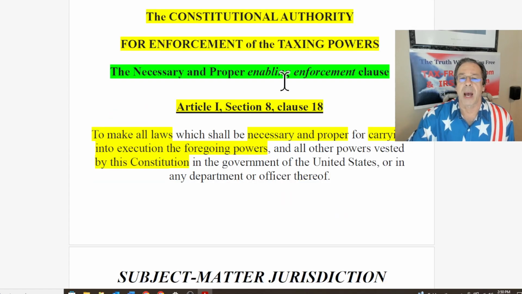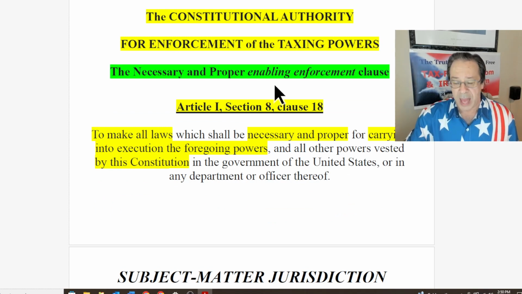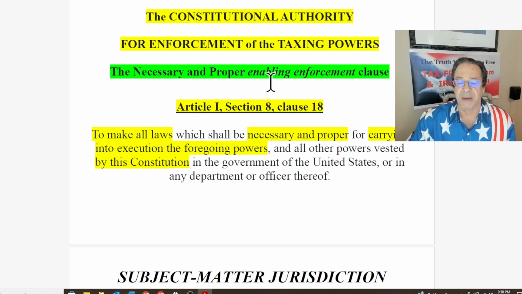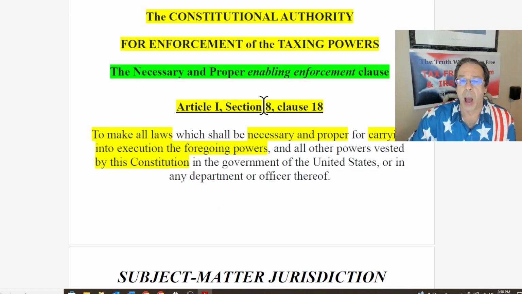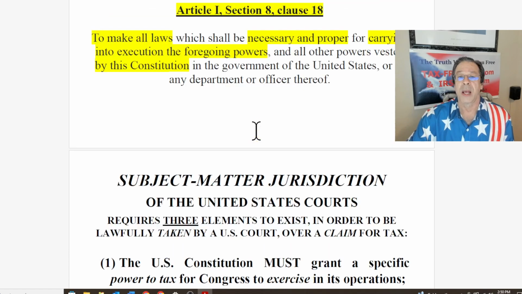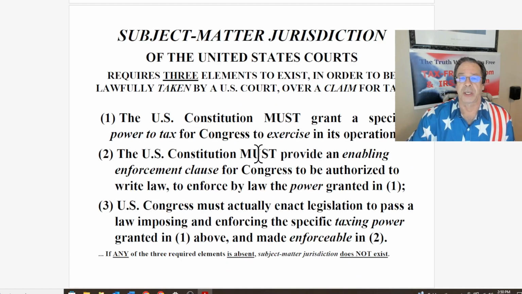That enforcement power is particularly important because if the court can't be shown an authority that Congress was given by the Constitution to write law for the power allegedly serving as the foundation for the claim that tax is owed, then subject matter jurisdiction of the federal court is missing.